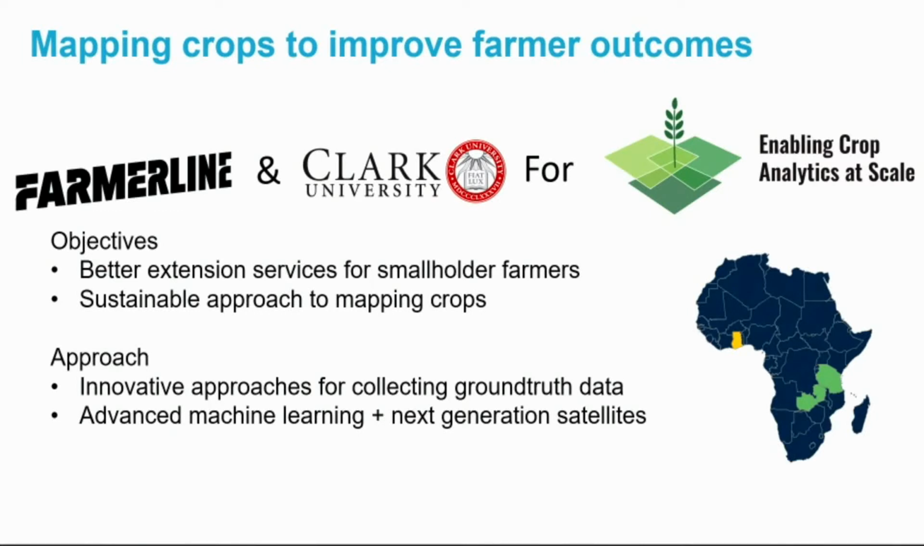So our particular project under this larger umbrella project is trying to basically figure out a way to sustainably create accurate maps of crop types, what crop types are growing in specific fields, and update that annually. And that is information that we can then use to create better extension services for smallholder farmers.